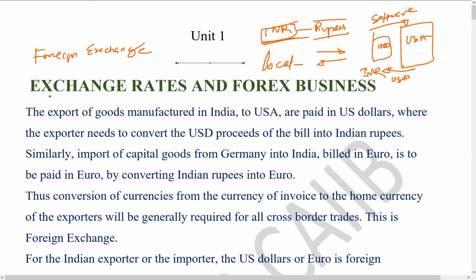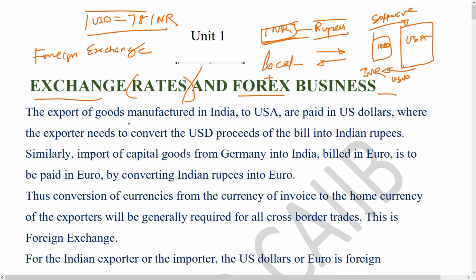So exchange here means foreign exchange. The rate at which I exchange my local currency with the foreign currency is called the exchange rate. For example, if one US dollar is 78 rupees, it means the exchange rate is 78 INR for 1 US dollar. This exchange rate we are going to study. After that, we are going to study forex business. Forex business is nothing but foreign plus exchange. Whatever business is related to foreign exchange, we will call forex business. That we are going to read.